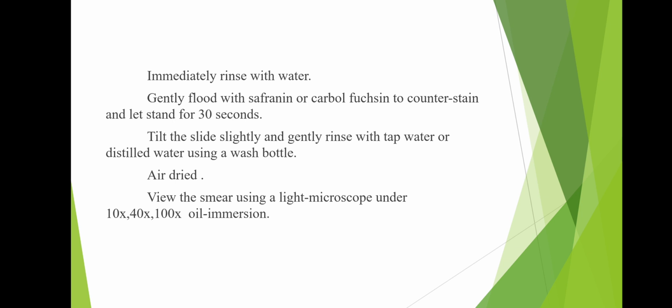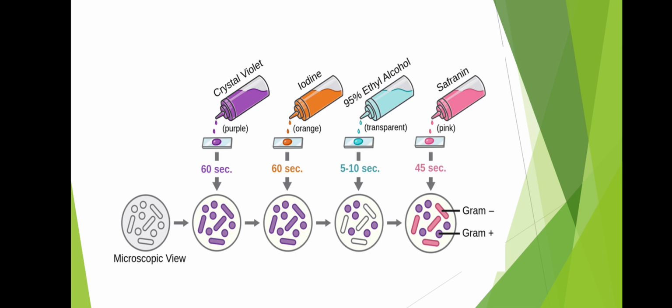Tilt the slide slightly and gently rinse with tap water or distilled water using a wash bottle, and the slides are air dried. View the smear using a light microscope under 10x, 40x and 100x oil immersion. Gram positive organisms will appear purple in color and Gram negative organisms will appear pink in color. This is the microscopic view of organisms to differentiate the Gram positive and Gram negative organisms.